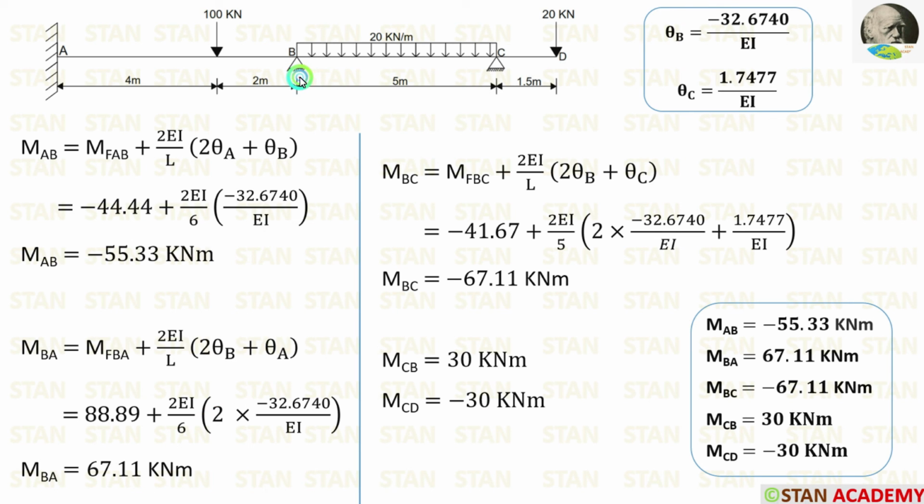Now let us make the slope deflection equations in the span BC. In the span BC, only make the slope deflection equation for MBC. No need to make for MCB because we have already calculated MCB, which is equal to 30 kN meter. After applying the value of theta B and theta C in this equation, we are getting MBC. So in this beam, we have calculated all the moments.